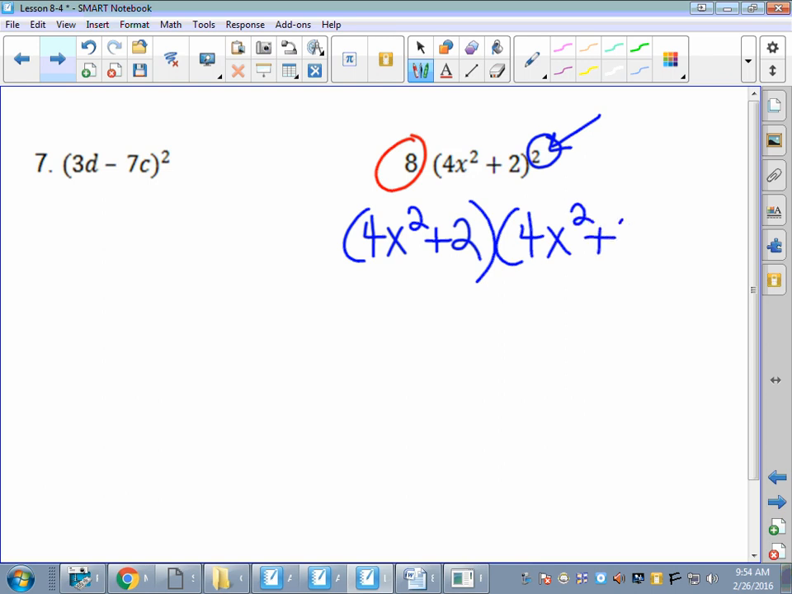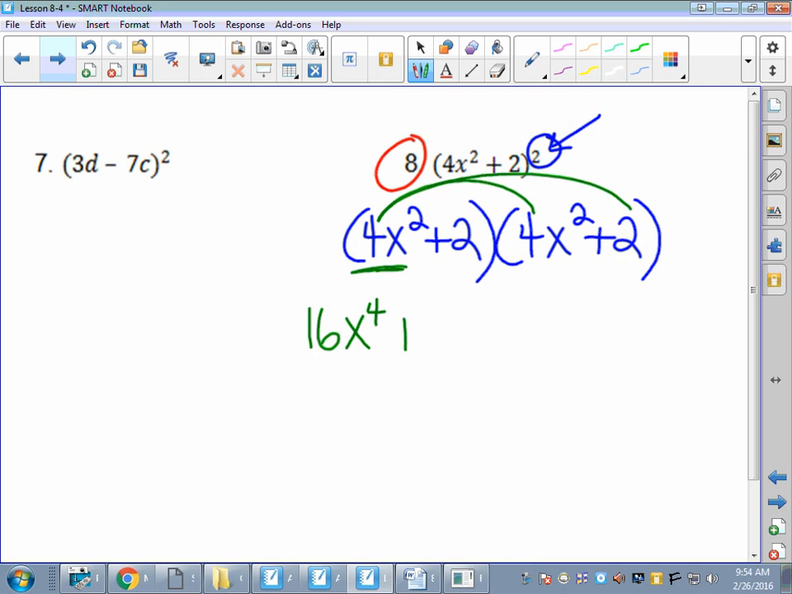Like I said, I don't use the shortcuts because I think it's too much stuff to remember when I know how to do FOIL. So I want to start with 4x squared. This one I want to do because I want to talk about those properties of exponents. So we know 4 times 4 is 16. What's x squared times x squared? Right? Add those exponents. You've got 2 from the first, 2 from the second, so x to the fourth is your multiplying.